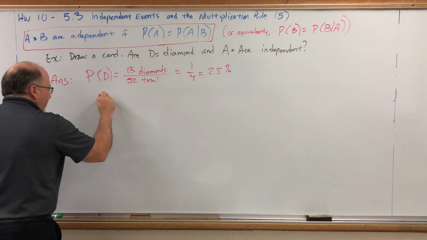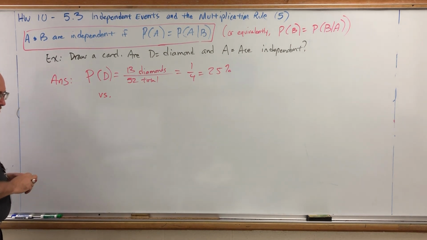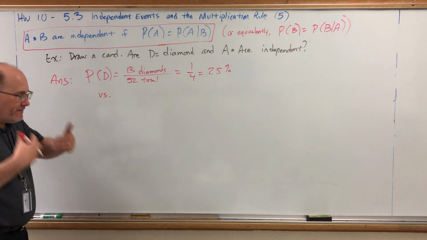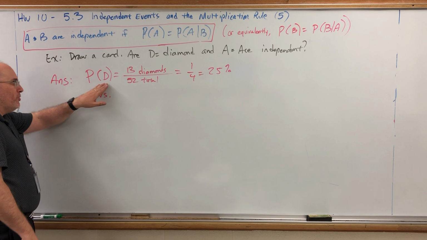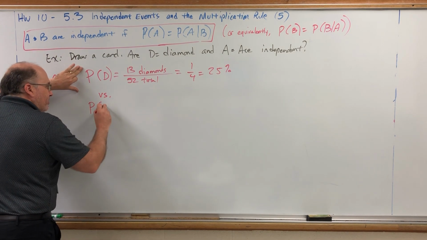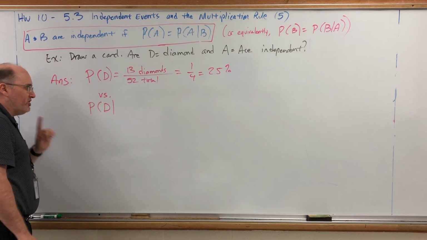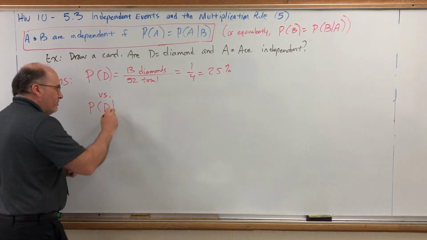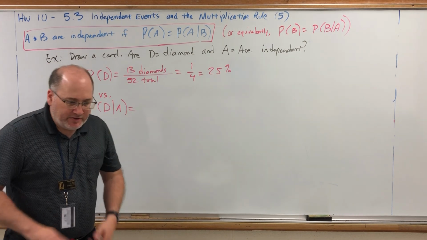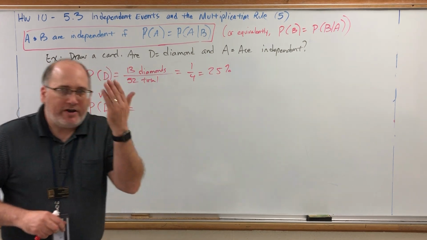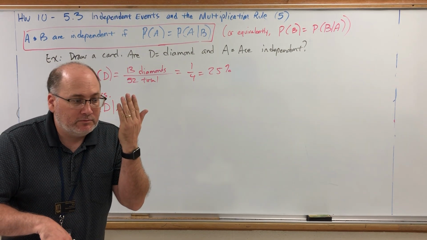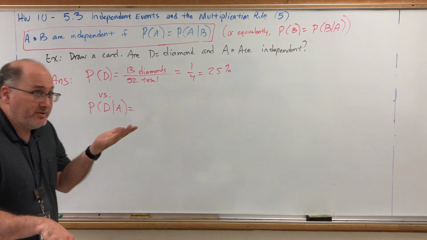But we have to compare that to what happens if we say, oh, by the way, we drew an ace. And this is where you have to be careful when you're checking if events are independent. You start with either event, we'll say probability of a diamond. Then you compare it to the conditional probability of the same event, sticking a condition on it. What's the probability that you drew a diamond? Think of it this way. What if I drew a card and I asked you what's the probability it's a diamond? By the way, it's an ace. What's the probability it's a diamond now? Is it still 25%?